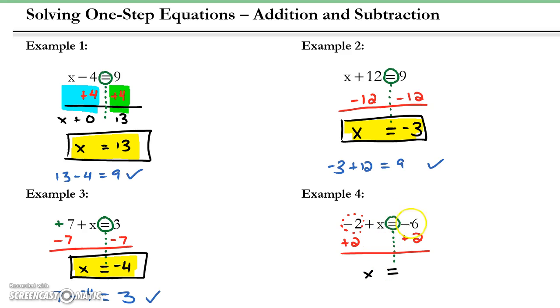Drop my equal sign down. Negative 6 plus 2 is negative 4. Circle or box that in. Check my work. I have a negative 2 plus a negative 4. That does give me a negative 6. I'm happy, I am correct.